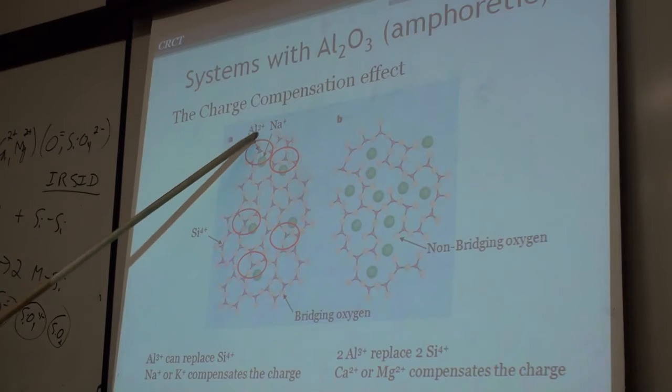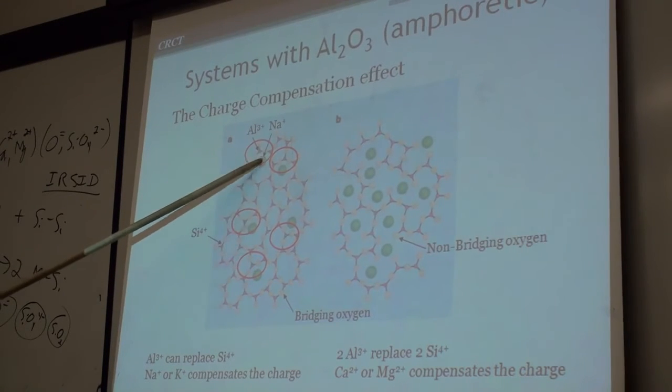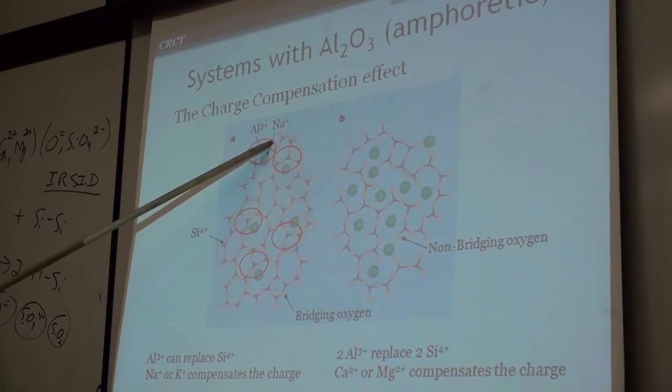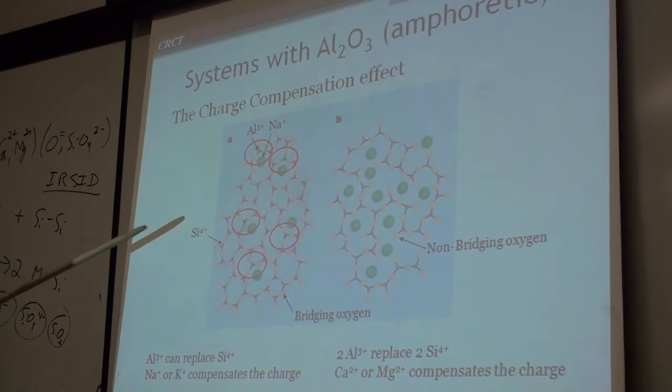But if you add aluminum oxide and sodium oxide in equal amounts, then the aluminum goes onto the network site, and the sodium goes right beside it to balance the charge. So the aluminum and the sodium together form 4+. This is charge compensation. The aluminum is not going in as a basic oxide, it's going into the network, replacing the silicon, but it can only replace the silicon if its charge is compensated by a sodium. And now it goes in very, very strongly.